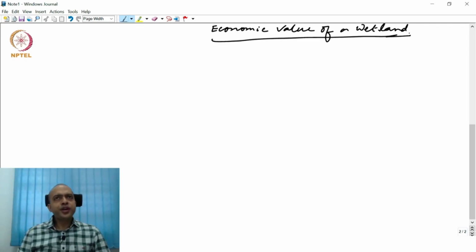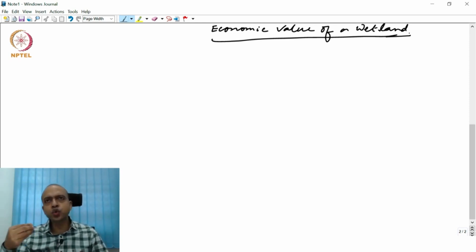Now, as we have already discussed, a wetland as an environmental resource has different competing needs. Wetland can be used as a source of irrigation water. Wetland can be used as a source of water bodies to maintain flora and fauna.